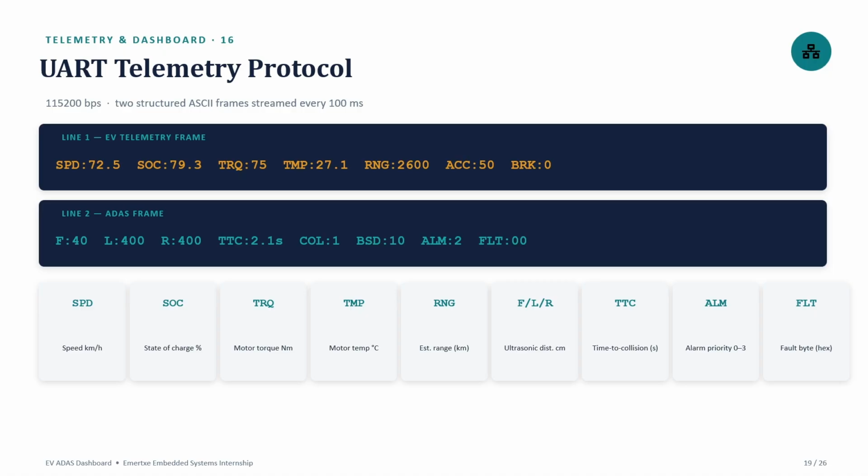All this data is necessary for the EV part. And secondarily, we have line 2, which gives the ADAS data like front distance, left distance, right distance, time to collision, what kind of collision, blind spot, alarm, fault, all this kind of data. All this data goes to our Python dashboard, which uses this data to generate the simulations.